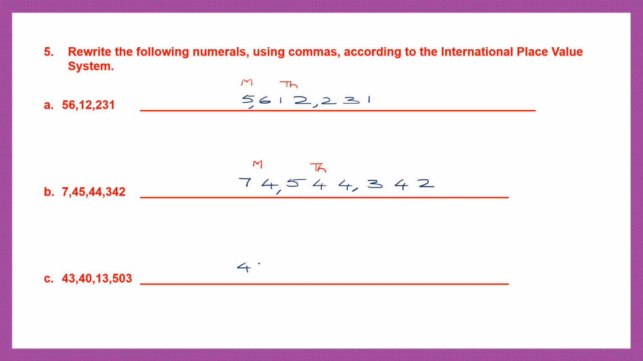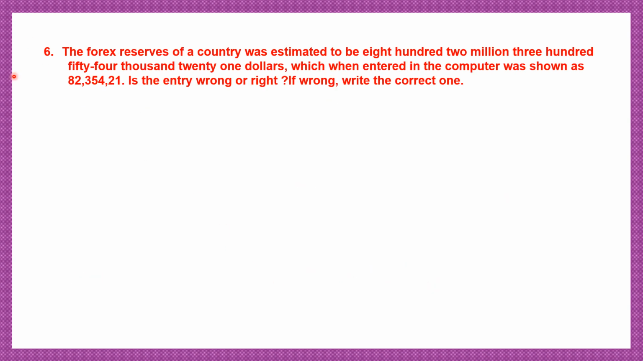Let's write down the next one. Remove the commas and write 434013503. Now, commas after every 3 digits. 1, 2, 3, comma. 1, 2, 3, comma. So we have a comma here and a comma here. Now let's read this whole thing, 434 million. Now this is only 13, which is in the thousands period. So we say 13,503.